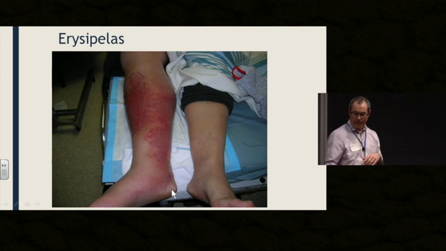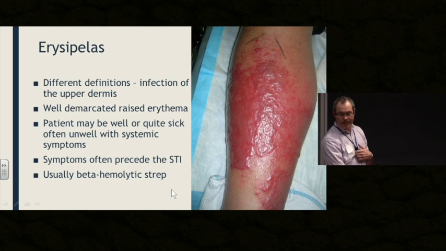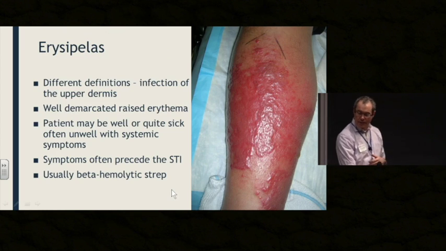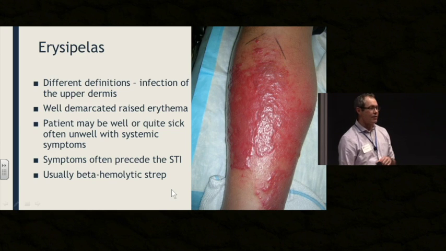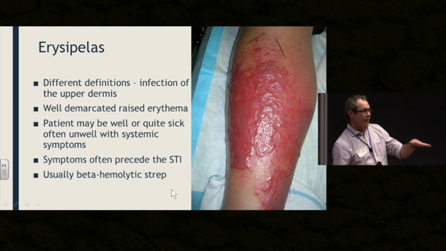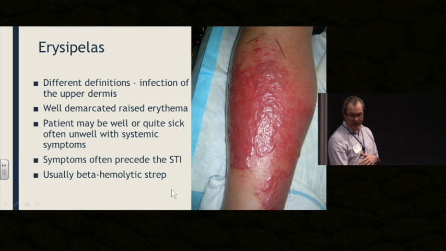It's quite dramatic, just a glistening, raised, palpable border. Very well demarcated. You can just see the dermis is involved. So this is bacteria spreading through the upper layers of dermis, as opposed to most cellulitis where the bacteria spread through the subcutaneous tissue. So the bacteria is spreading through the dermis. And this is almost exclusively Streptococcus.